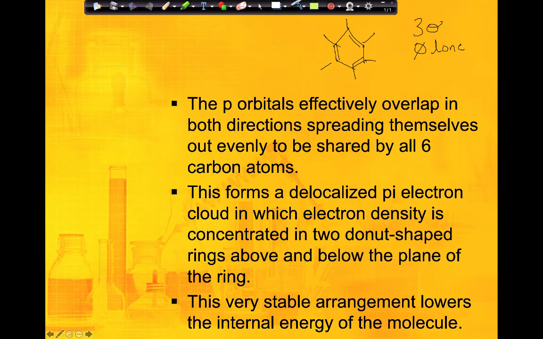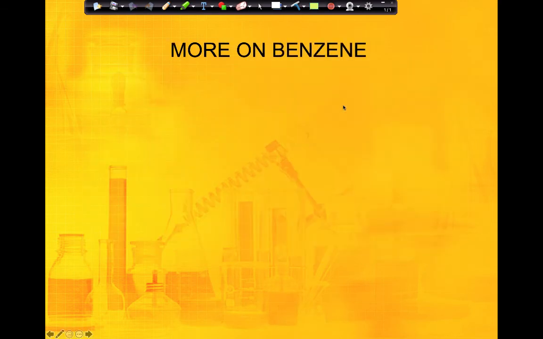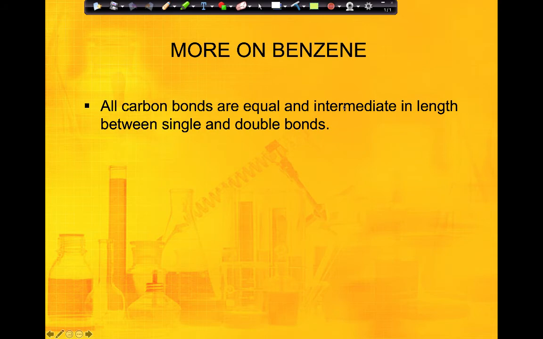These p orbitals overlap in both directions, and that creates this cloud where the electrons can just move. This is a very, very stable arrangement. It's very hard to break that pi bond because it's very stable. The electrons are constantly moving and being delocalized in this molecule. The bond lengths between the single and the double bonds are going to be equal because there's resonance, since the electrons are moving between. So it's not going to be as long as a single bond, and not as short as a double bond, it's somewhere in between.